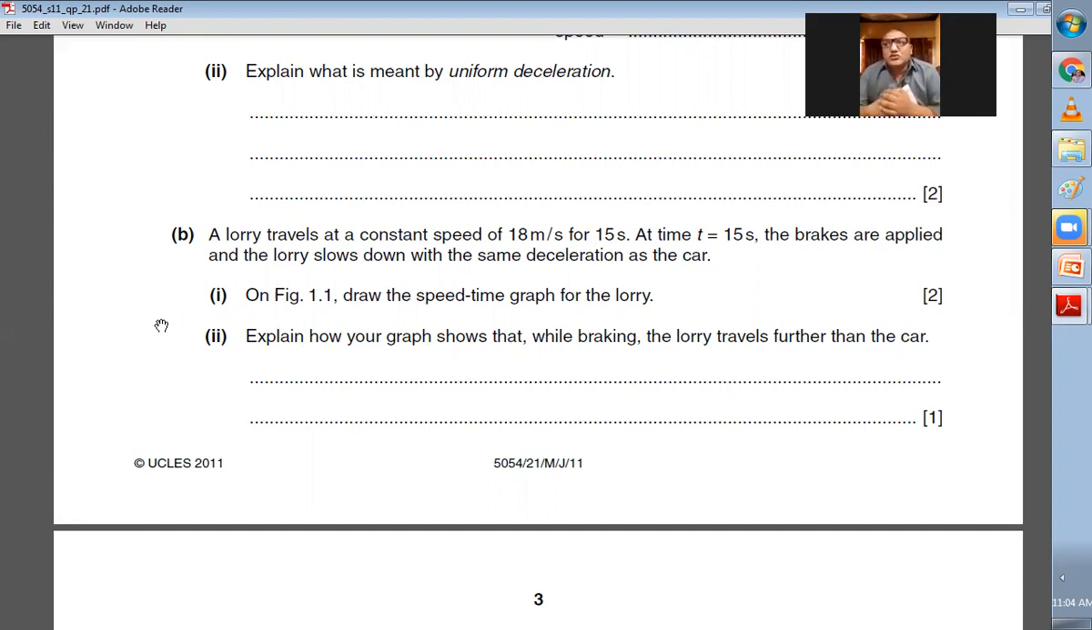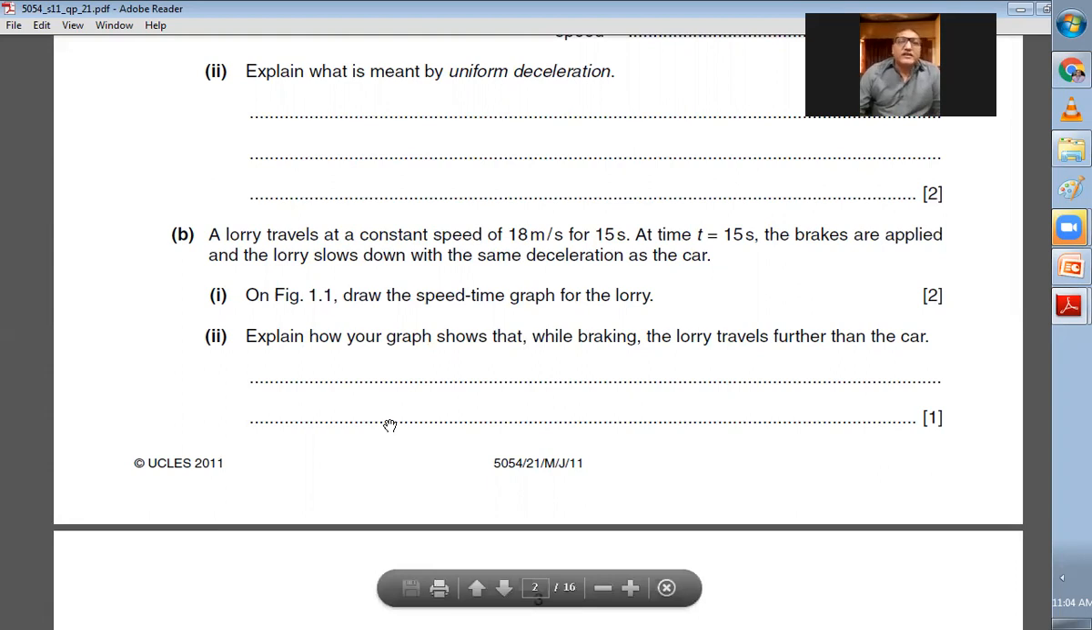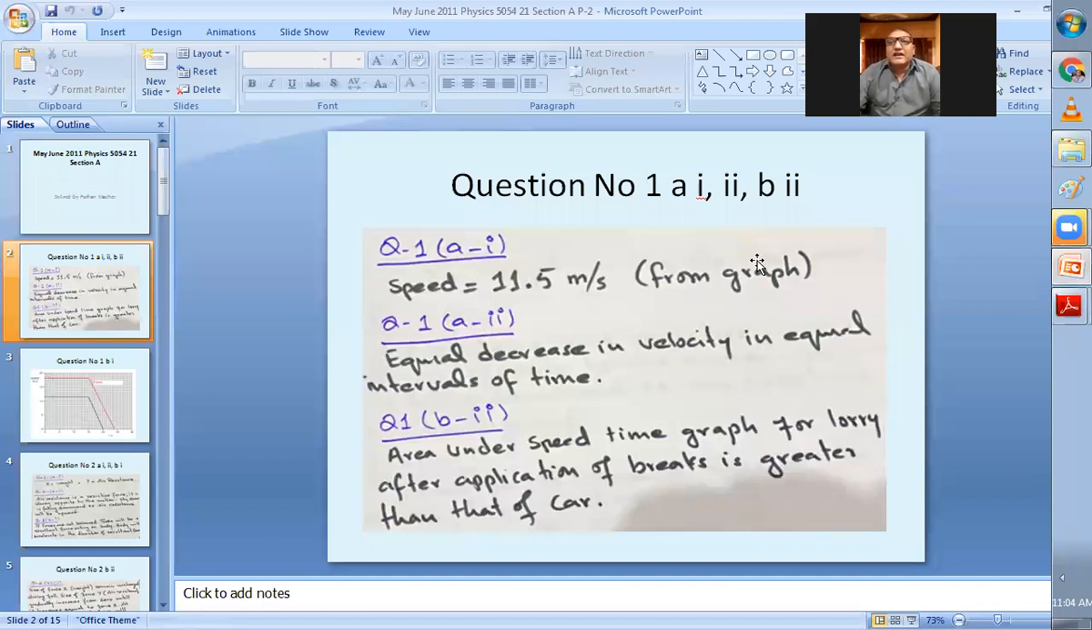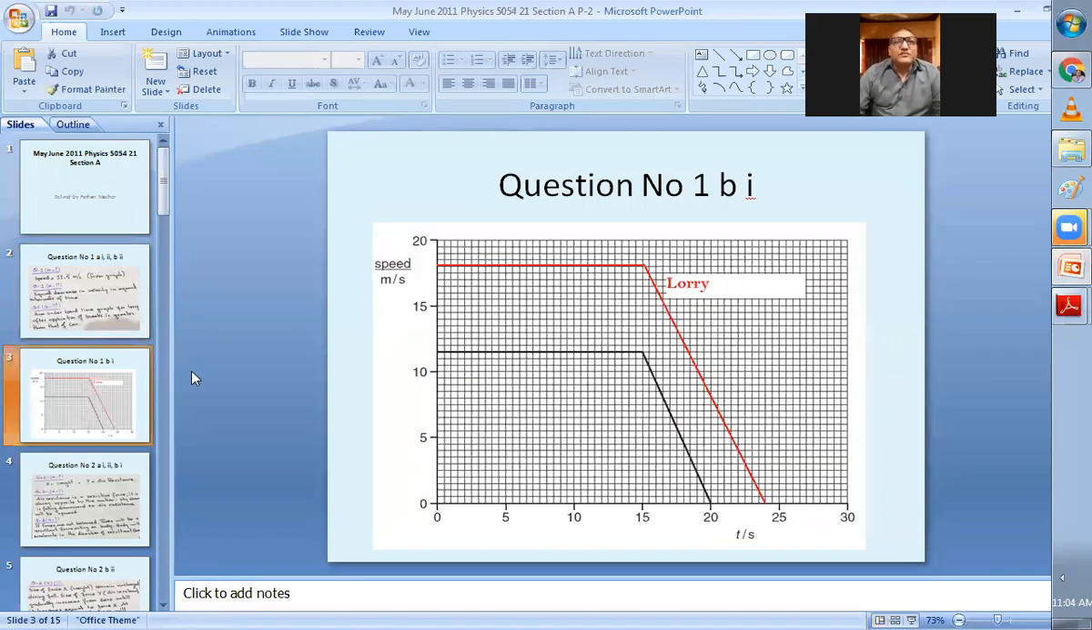You see, when two objects have the same deceleration or same acceleration, the slope of their speed time graph will be the same. Let me show you how I did this. You see, this is that main graph. This is the deceleration of that car. And if I draw the deceleration of the lorry, it should be a parallel line to this. So I've done this on a paper. Let me show you my work. And then this is that B first part.